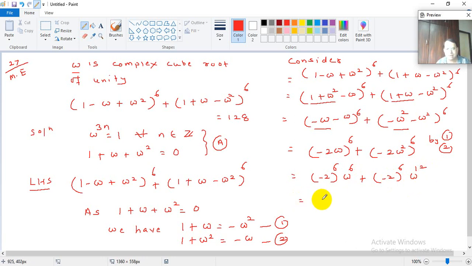Okay, so what I can say, this minus 2 raised to 6 is what? 64 into 1 plus again 64 into 1, because this 12 is also a multiple of 3, 6 is a multiple of 3. So any power which is a multiple of 3 of omega gives you 1. मग त्यामुळे हे 64 अधिक 64 झालं. So it is 128. So that is done.